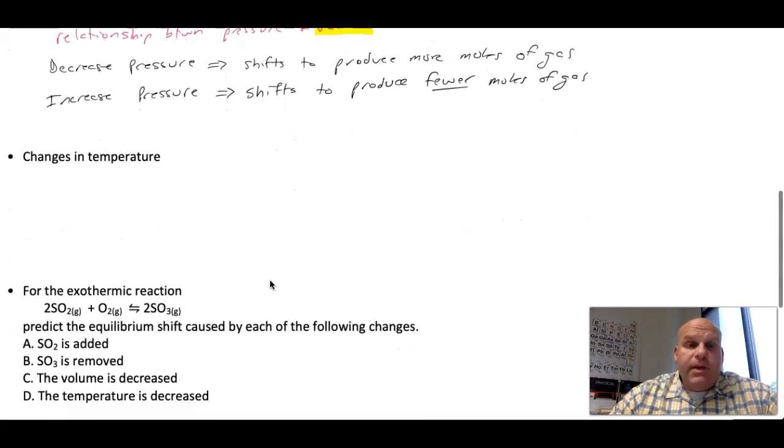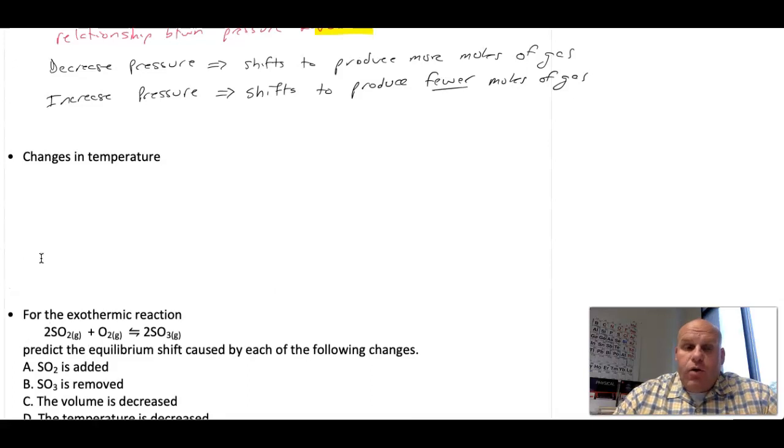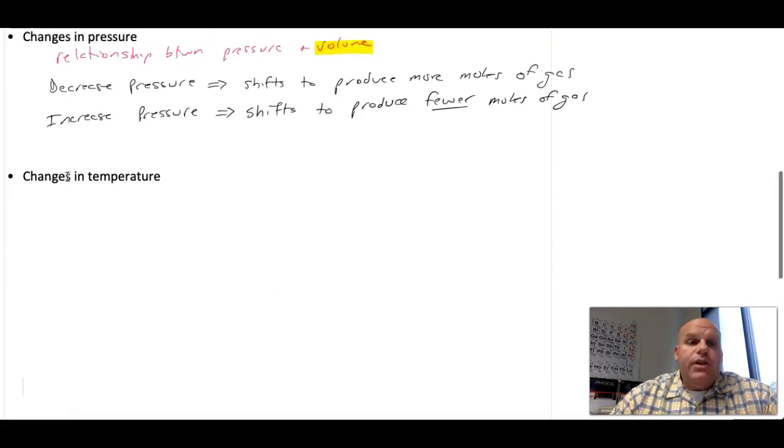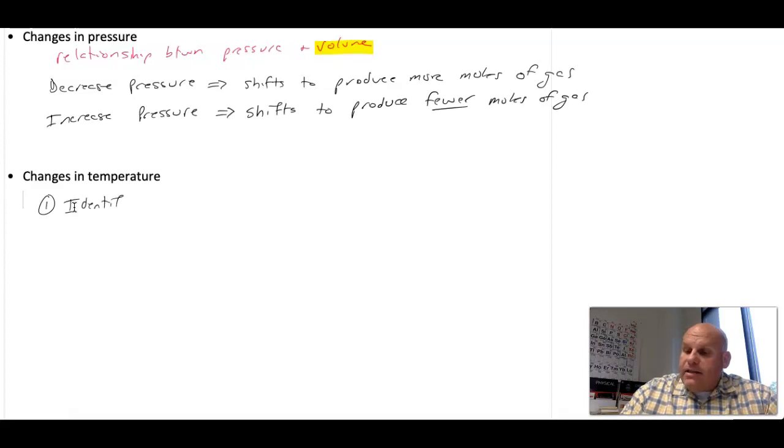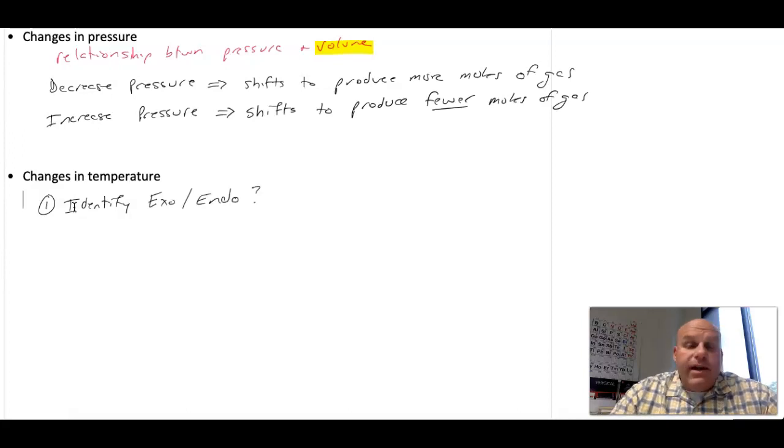The last way to disturb equilibrium is a change in temperature. As we know, changes in temperature indicate heat flow. So obviously, if there's a change in the heat of a reaction, then it needs to shift to account for that change. This means that we have to identify, as our first step, the type of reaction. By that, with regards to heat, we mean, is it exo or endo? Is our reaction exothermic or endothermic?